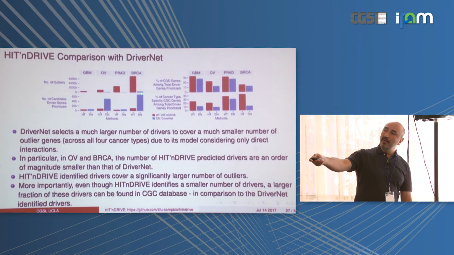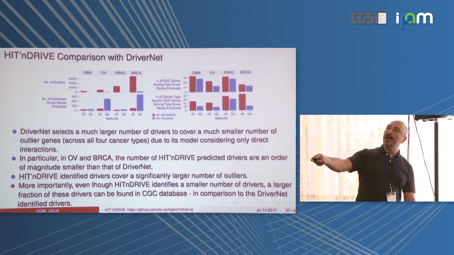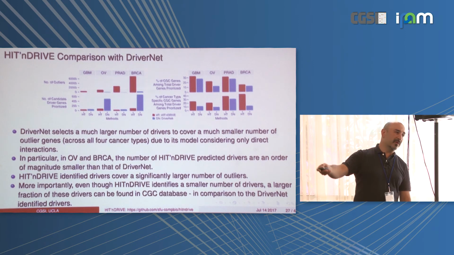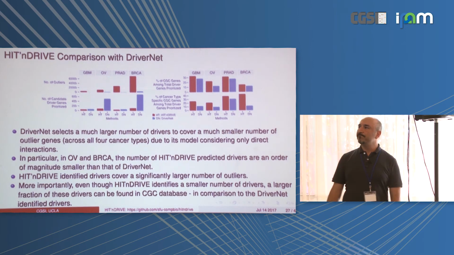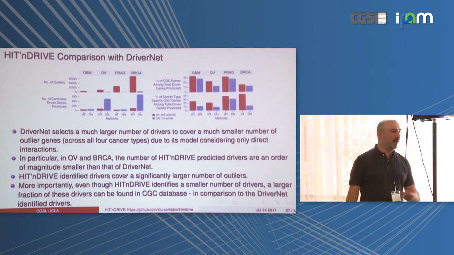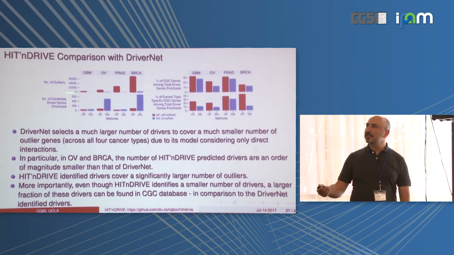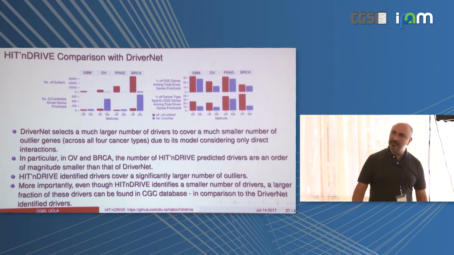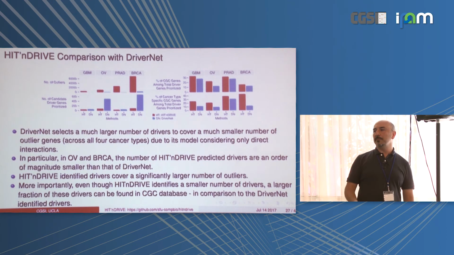On the other hand, what they were able to cover with respect to this notion of influence in the network is a much smaller proportion of what HIT'nDRIVE's suggested drivers cover. And even though they return a lot of potential drivers, the proportion of CGC genes that they discover is generally much smaller.